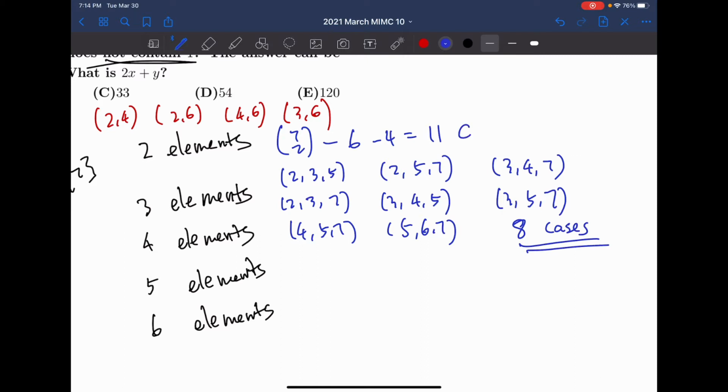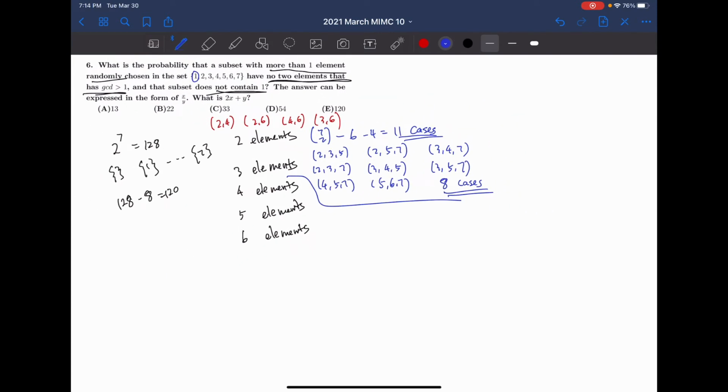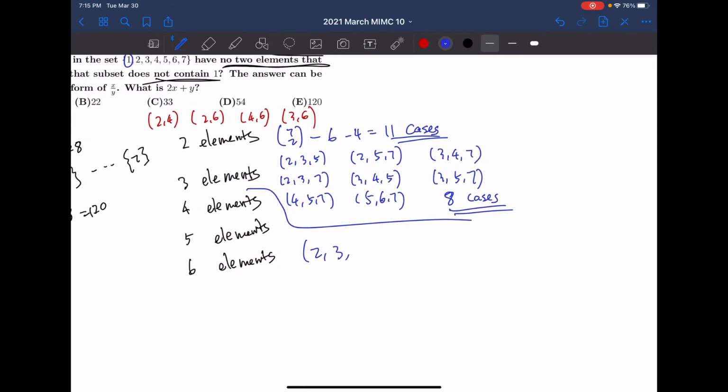That is 11 cases. And with 4 elements aboard, starting with 2, we can have 3, we can have 4, no, we cannot have 4, we can have 5, we have to have 7, that's 1. And starting with 2, we cannot have any other ones.